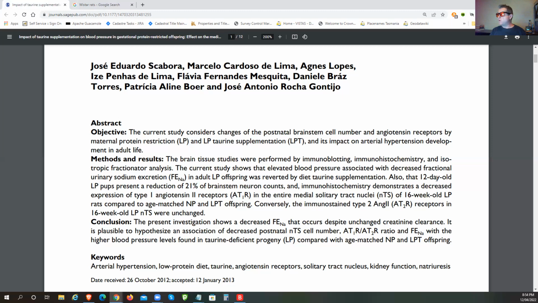Also, that 12-day-old protein restricted pups present a reduction of 21% of brain stem neuron counts. So we're talking about 21%. I wonder what problems that's going to cause, peripheral neuropathy, all sorts of other problems in regards to the proper functioning of your nervous system and your brain in general, shrinkage, as we know, vaginarized shrinkage, I call it.